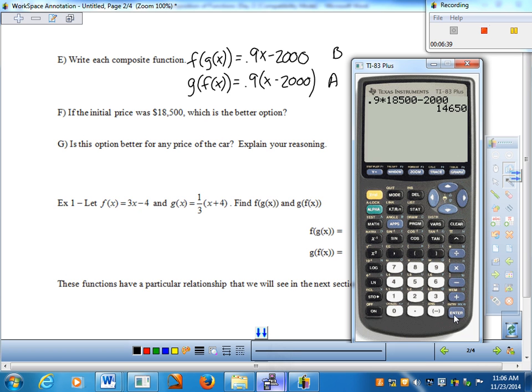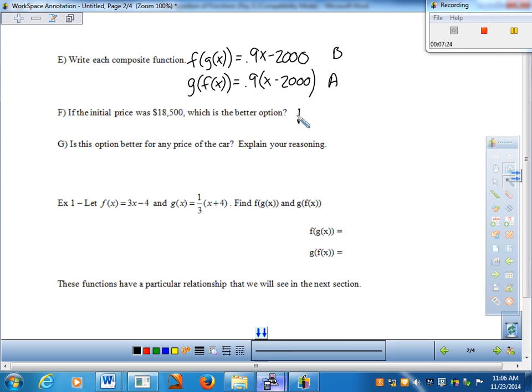There we go. That would be the first. So that was option B. So that was the f composed of g of x. Then let's do option A, which would be, let me make sure I get that right for you. And 0.9, there we go, minus the $2,000. And if you happen to notice here, it looks like option B was the better deal, of course, by about 200 bucks there. So if the initial price was 18.5, which is the better option? That one right up there.